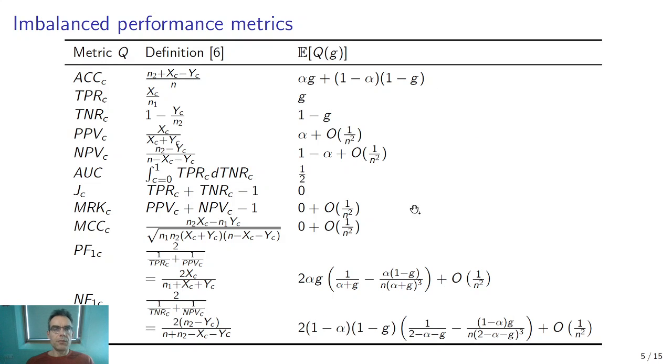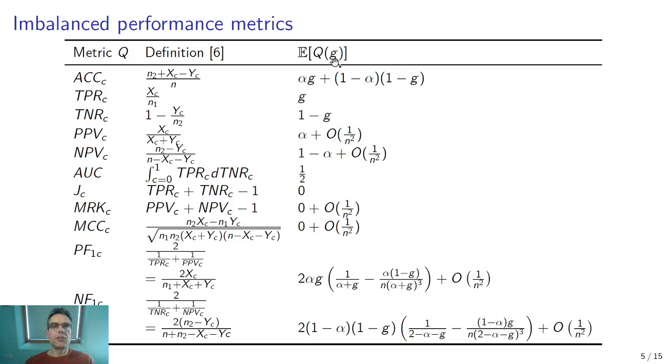This table may look a bit complicated, but I'll walk you through it. Here's a list of commonly used performance metrics with the definition, and I'm assuming you're familiar with these. And our contribution, the main result, is the expected value of these metrics if you would randomly guess the positive class with probability g.